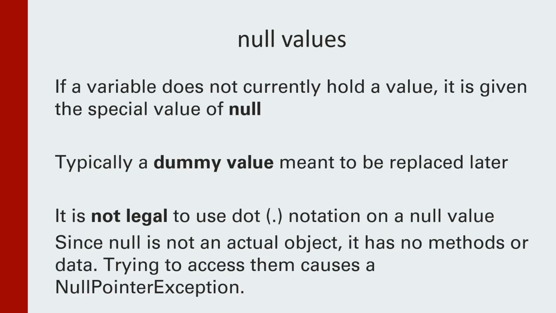In other words, if a variable does not currently hold a value, it is given a special value called null, right? So this is for objects. It's typically a dummy value that's meant to be replaced later. It is not legal to use a dot notation on a null value. Null is not an actual object, so it has no methods or data. Trying to use it causes what's called a null pointer exception, as we saw in the demo.